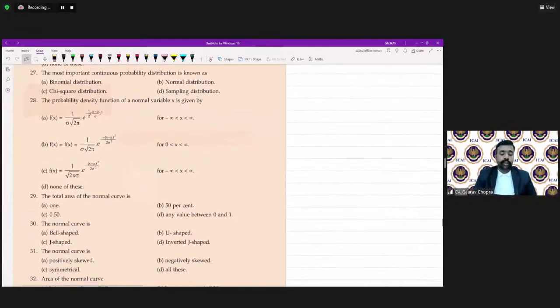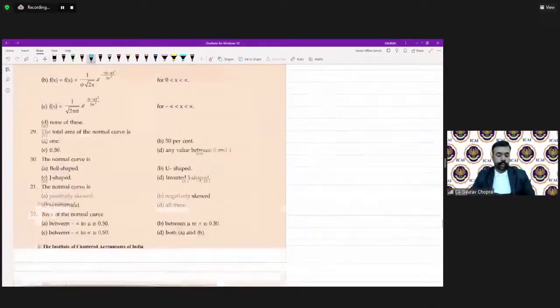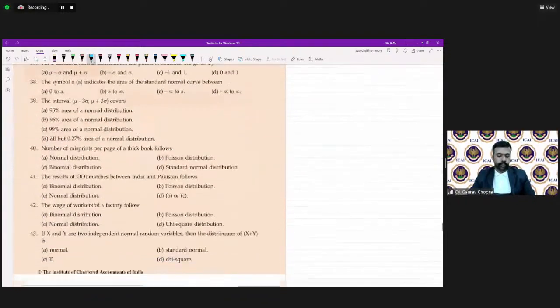Now, most important, continuous probability distribution. So continuous, we know that it is the normal distribution. So this will be covered in tomorrow's class.